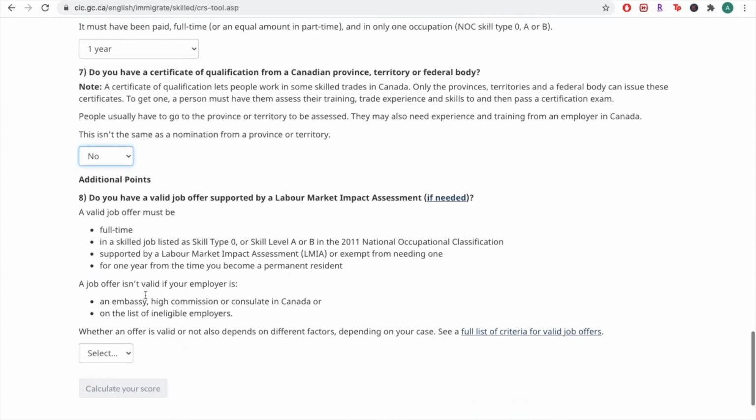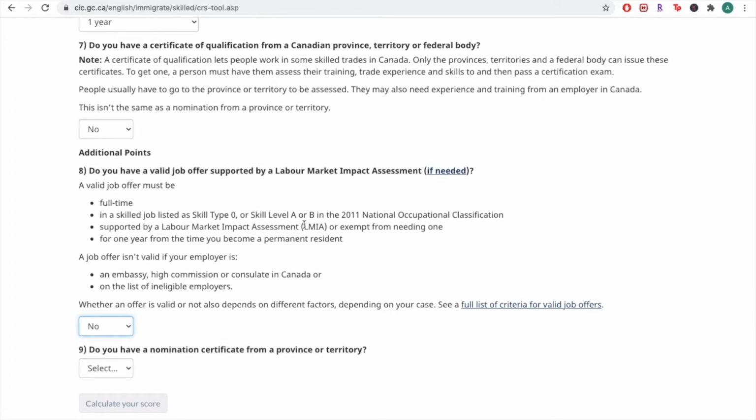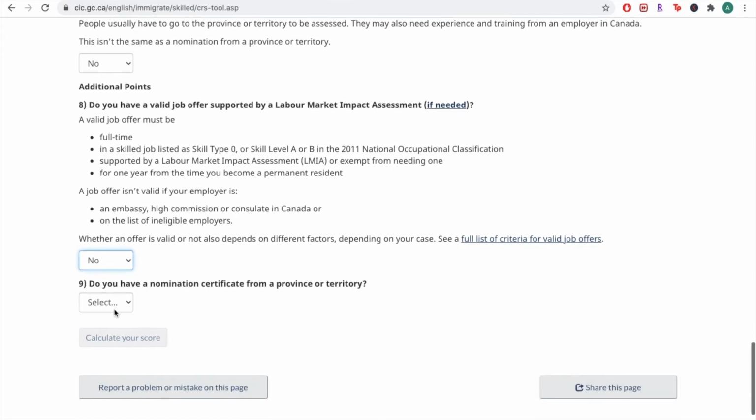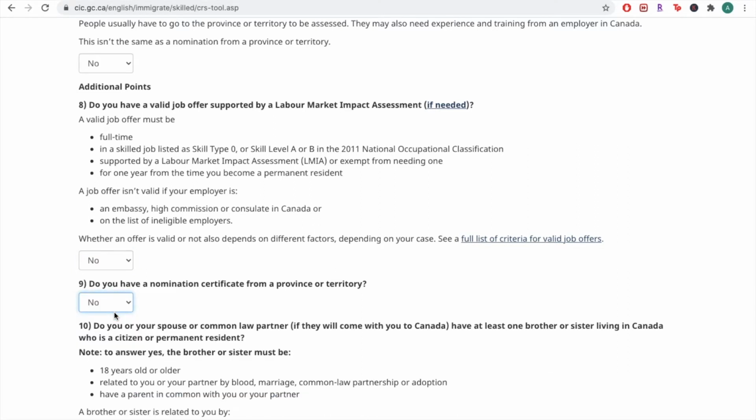Then the next question says, do you have a valid job offer supported by the labor market impact assessment? The answer to this would also be no. Even though I had a job in Canada at that point, it is no because my job is not supported by LMIA. So the answer would be no. This one says, do I have a nomination certificate from a province or territory? Also, the answer to this would be no.